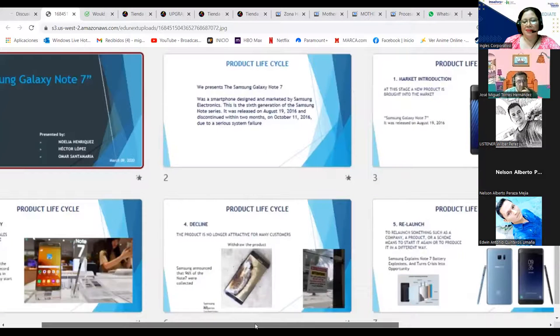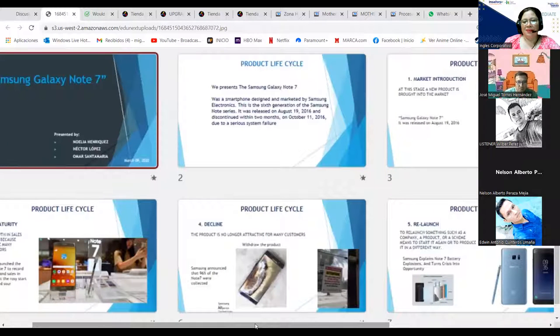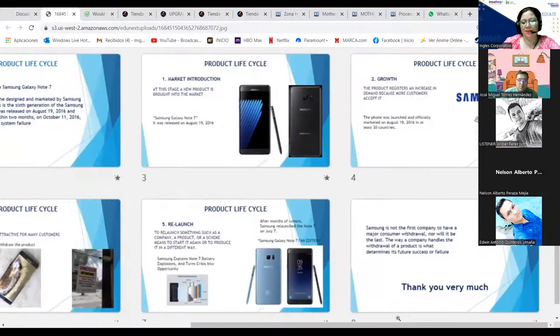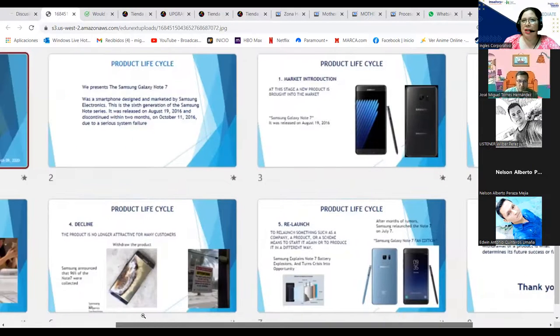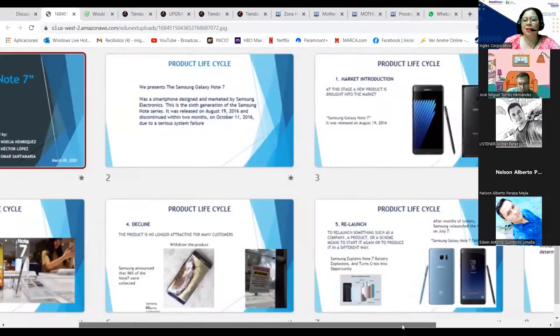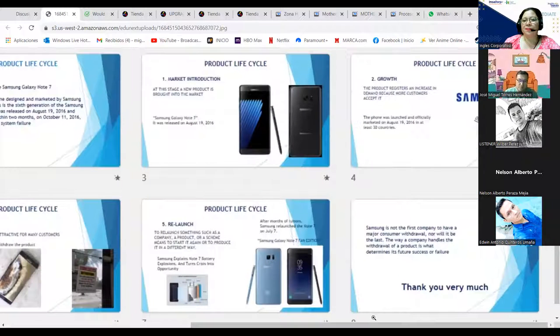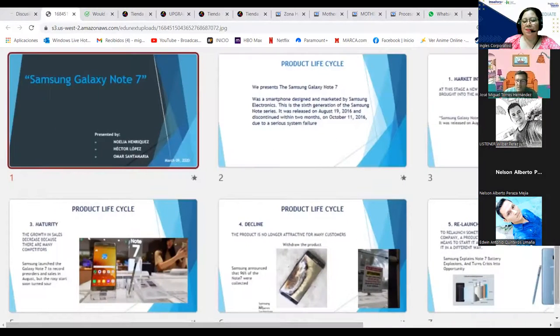Entonces, we have to do something like this with another product. Yes, exactly, with the product that you chose to analyze. But if our product doesn't have a relaunch, for example? It doesn't matter. You're just going to present the stages that the product has had. Okay. Thanks, teacher. Well, all right, everybody.